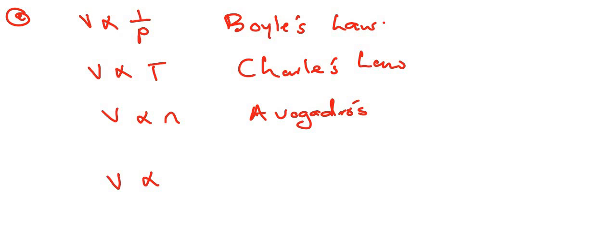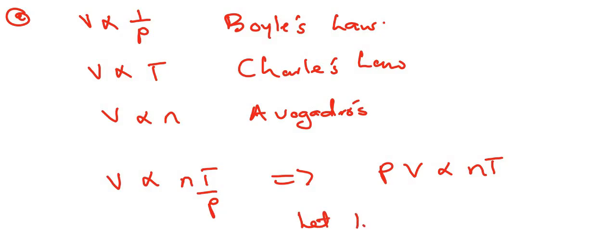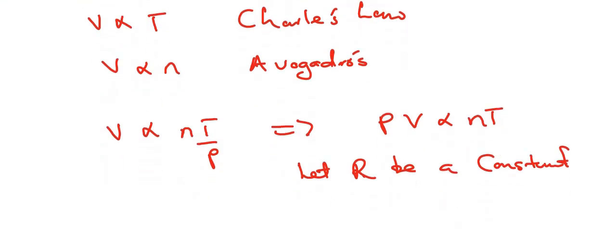This is simply going to be n, then we have T over P, right? This can be simplified to be PV is related to the number of moles times T, and these are supposed to be connected via a certain constant. So let R be a constant. You show this constant relating the two sides.